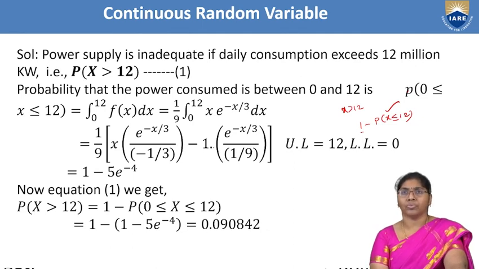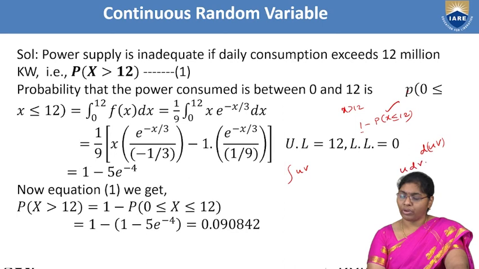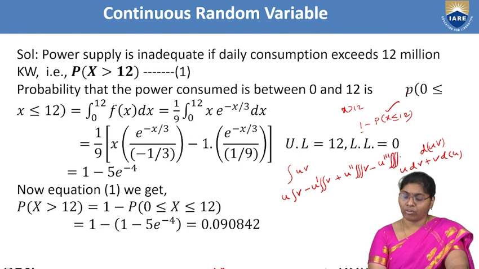Applying the uv formula, the integral of uv means u into the integral of v, minus u dash into the second integral of v, plus u double dash into the third integral of v, minus u triple dash into the fourth integral of v, and so on, continuing this process. We alternate the signs: the first is plus, the next is minus, the next is plus, like this.